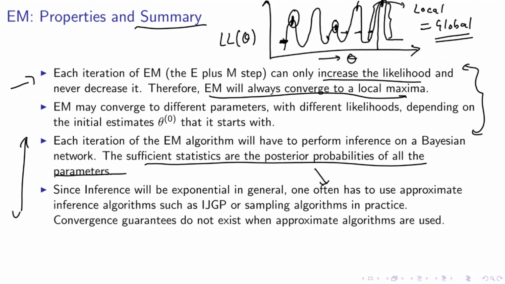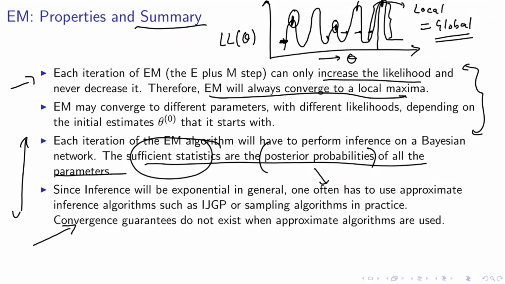As a result, in practice, in order to compute these sufficient statistics, or these posterior probabilities, we'll have to use approximate inference algorithms such as loopy BP or sampling algorithms. Okay? Therefore, in practice, and this is an unfortunate situation, we won't have convergence guarantees to local maxima of the likelihood function because we cannot compute the likelihood exactly. So that concludes our discussion of the EM algorithm.